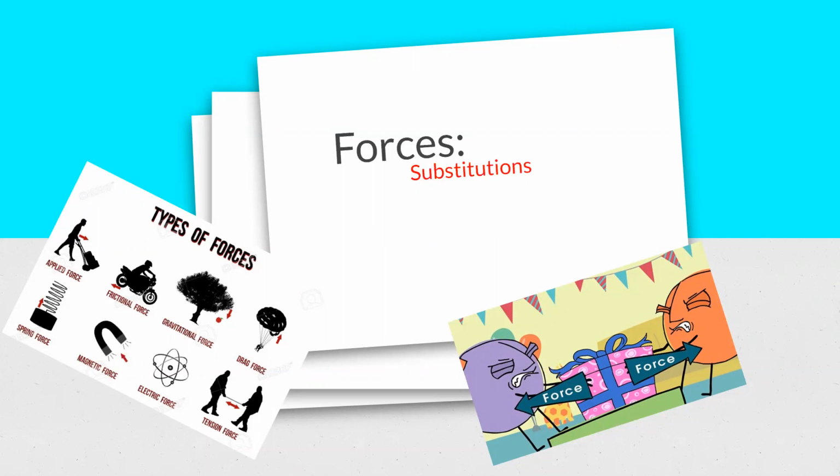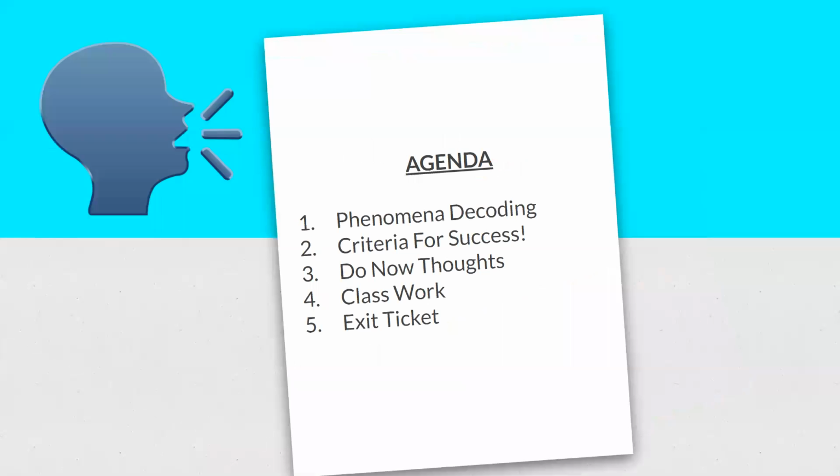So that's what we're going to be starting for today, our day one, lesson one. We're going to go into how to use the formulas and how to routinely show our work. So our agenda today is to work on some phenomena decoding, what the phenomena means, criteria for success, some do now thoughts, and tackle some classwork, and then you'll do the exit ticket.